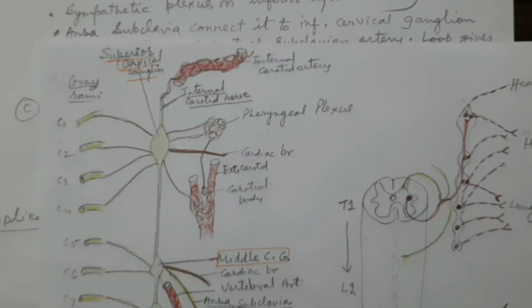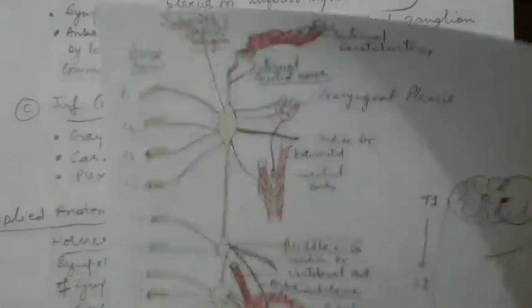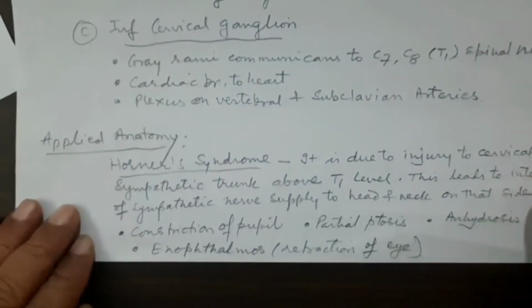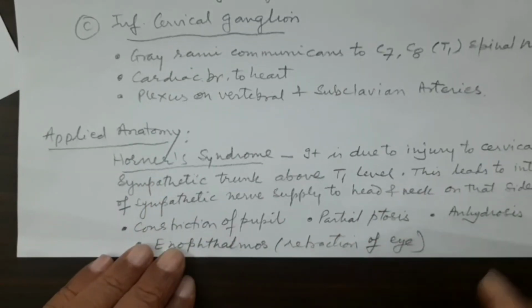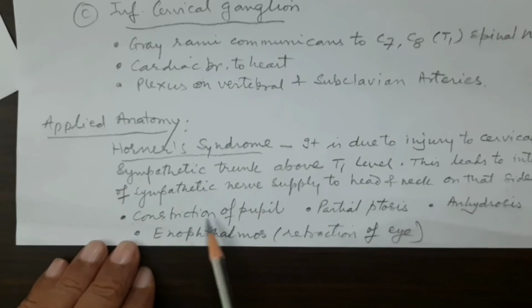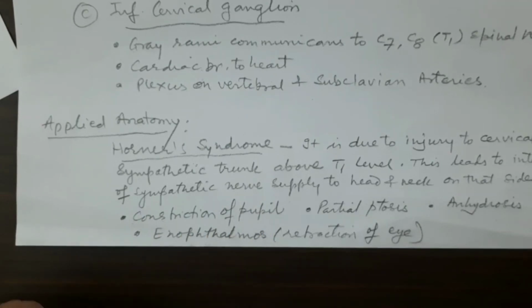Following are the clinical features. Let me tell you, the following are the clinical features which are due to the Horner syndrome, cutting of the sympathetic trunk above the level of T1. First one is the constriction of the pupil.